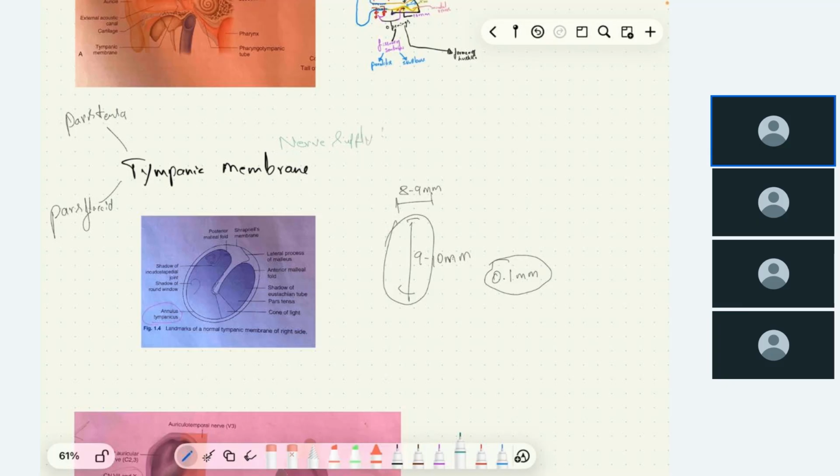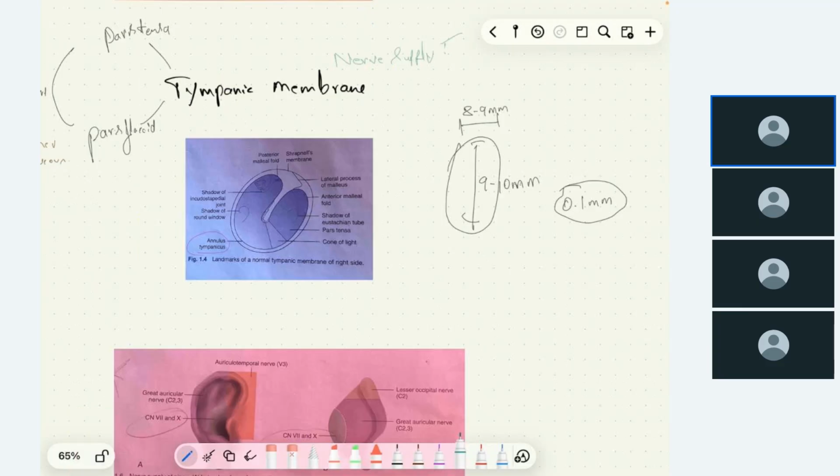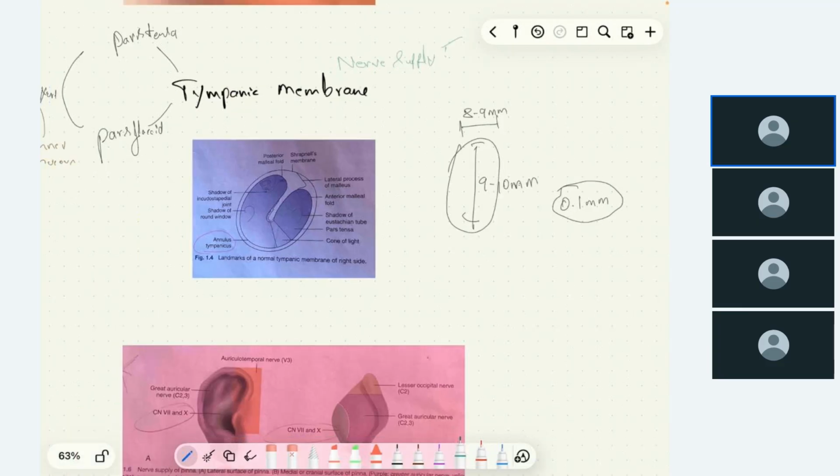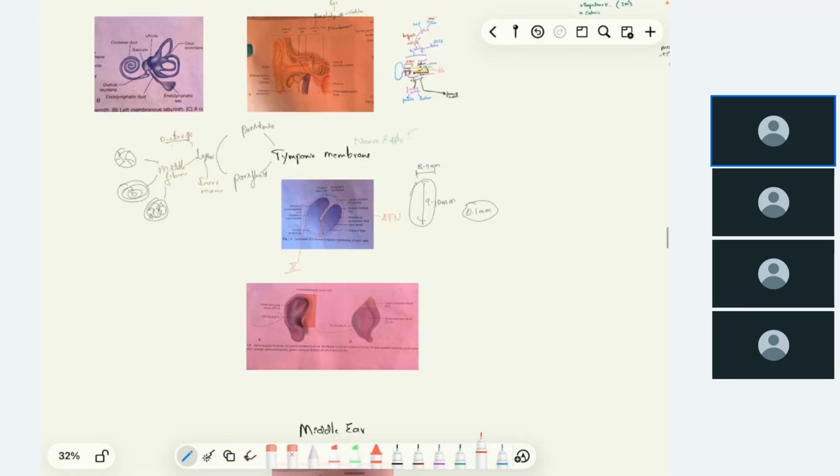The nerve supply of the tympanic membrane: the anterior part of the lateral surface is supplied by V3, the auriculotemporal nerve. The posterior part of the lateral surface is supplied by the auricular branch of the vagus, the 10th nerve. And the medial surface is supplied by the tympanic branch of the 9th nerve, that is Jacobson's nerve. This is about the tympanic membrane.